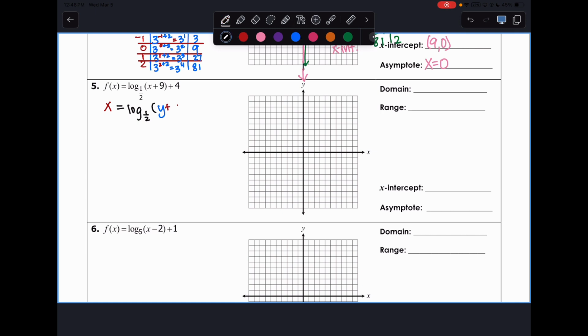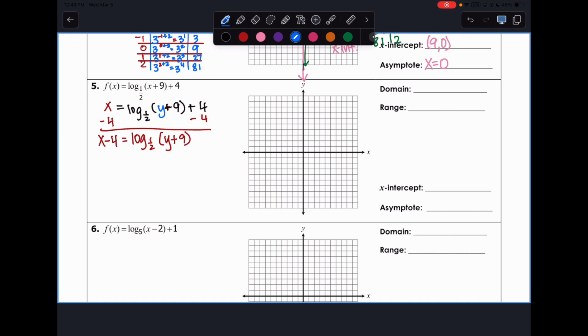Plus 9. Then add 4. So if I want to solve for y, I have to take everything off of it as much as I can until I get to just the log of it. So what do I need to move? Subtract that 4. Then I have x minus 4 equals log base half of y plus 9.